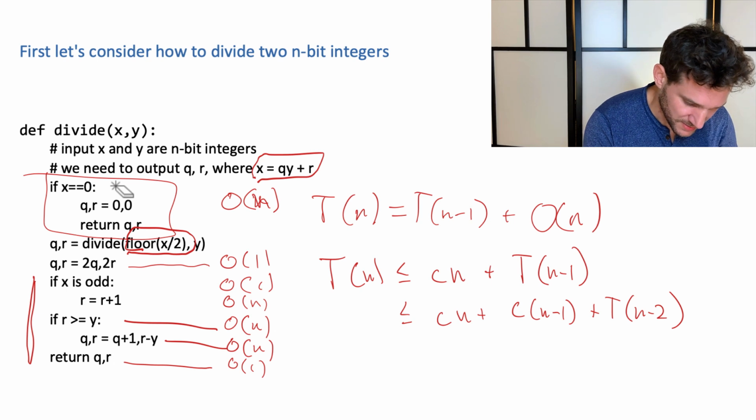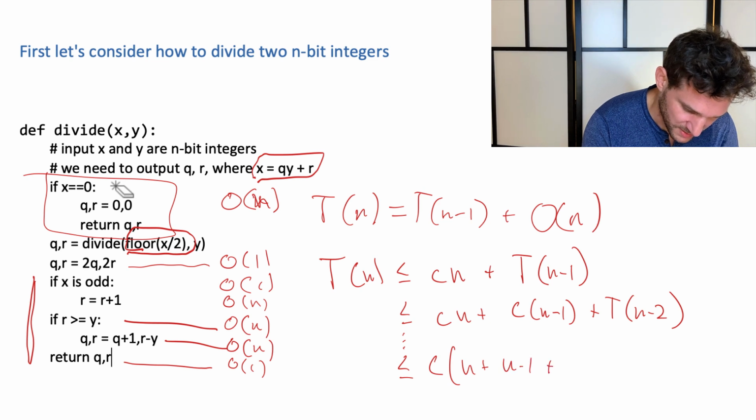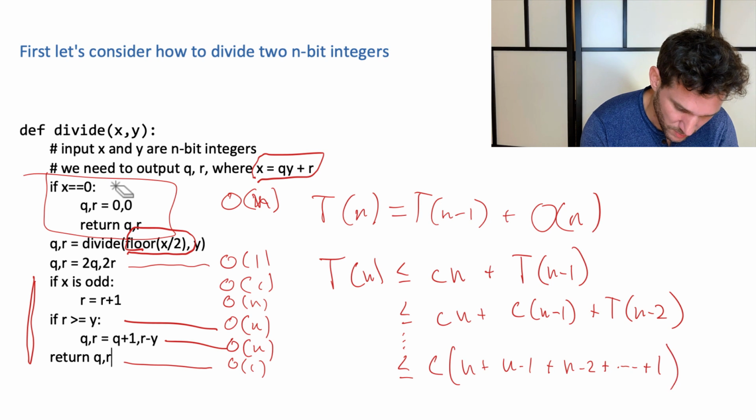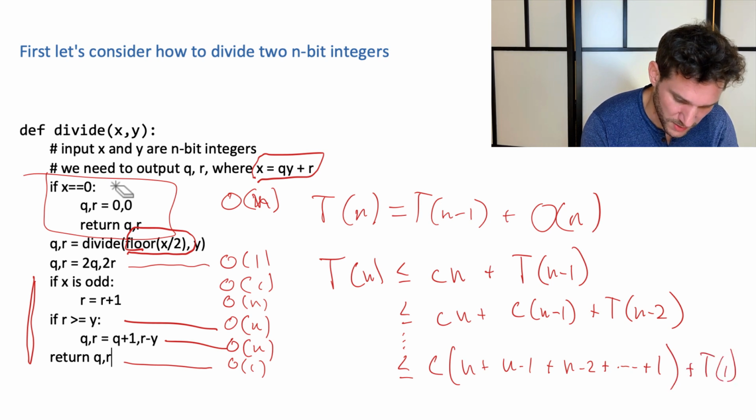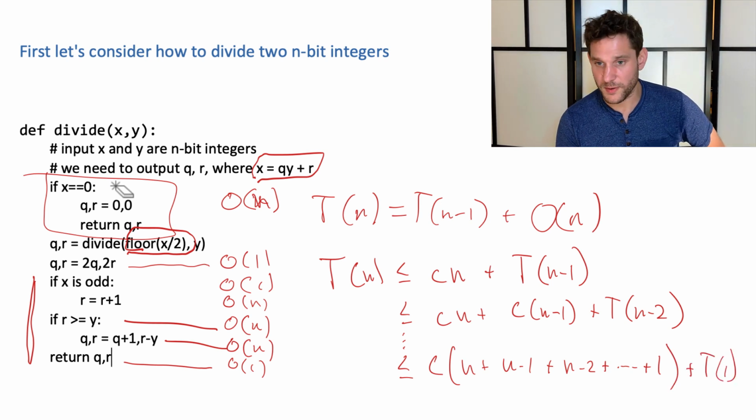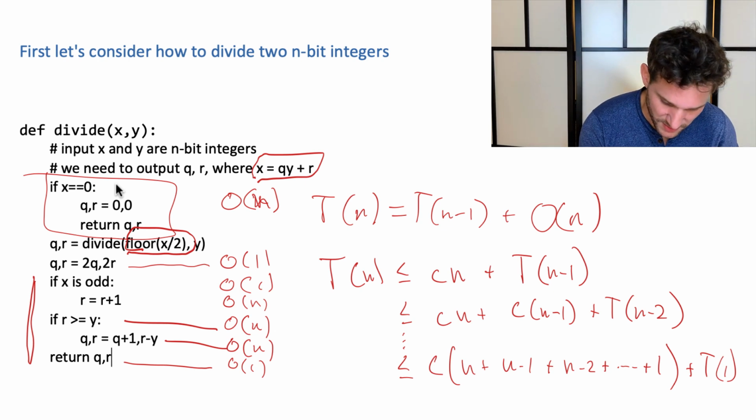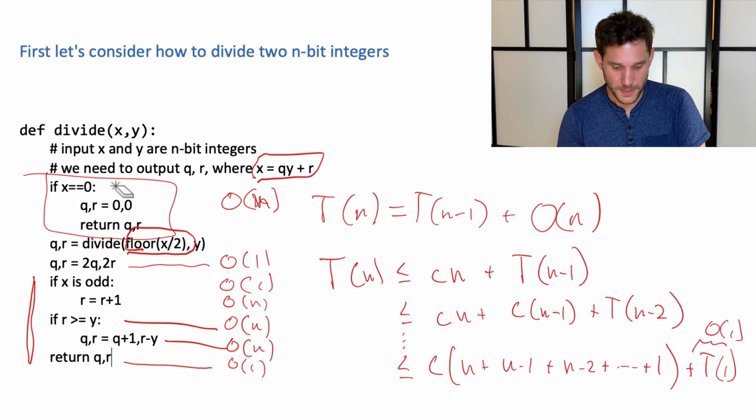And I'm going to have this is less than or equal to dot, dot, dot, c times n plus n minus 1 plus n minus 2 plus dot, dot, dot, plus 1, right, plus t of 1. And what's going to be t of 1 there? T of 1, I can just assume that this guy right here is some O of 1. Now, that's just going to be the return call or whatever. Okay, so in total, what is this?